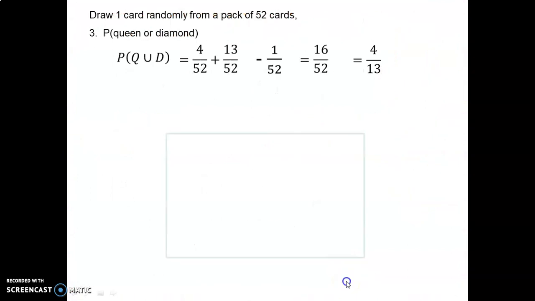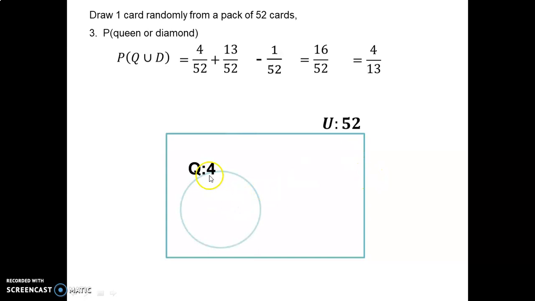Now let's take a look at that one as a Venn diagram. We have our universal set, 52 cards. We have our queens, 4 of them. We have our diamonds, 13 of them. However, they overlap because there is one card that is both a queen and a diamond, so it goes there, leaving 3 queens here and leaving 12 other diamonds here. So we were looking for the union here, and as you remember, the union is everything that's within these two circles. So the union is 3 plus 1 plus 12, which is 16 cards in total, not 17. If you just added 4 plus 13, we'd have 17.